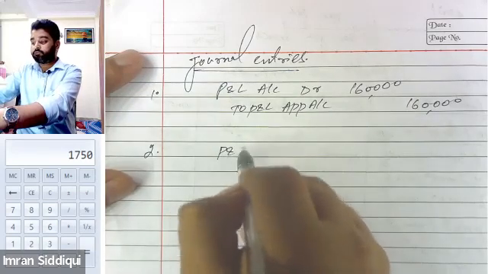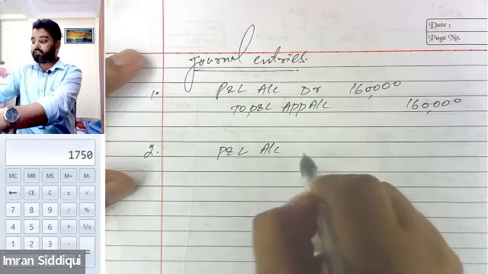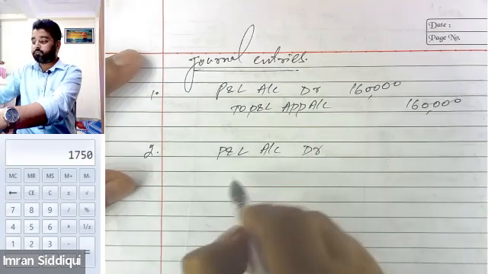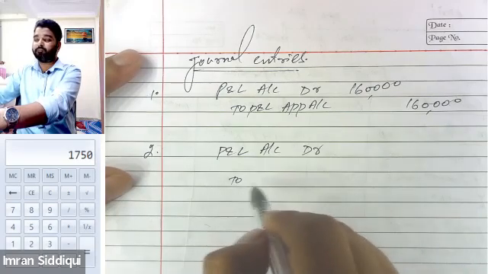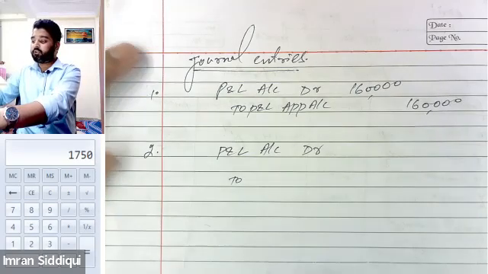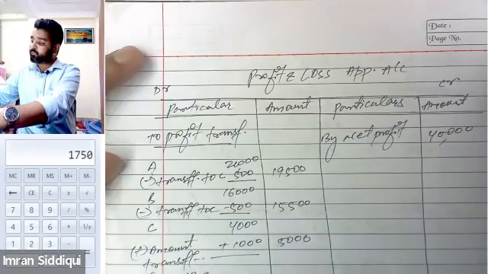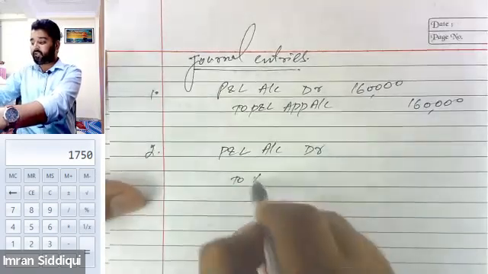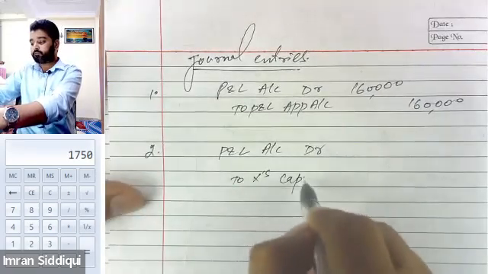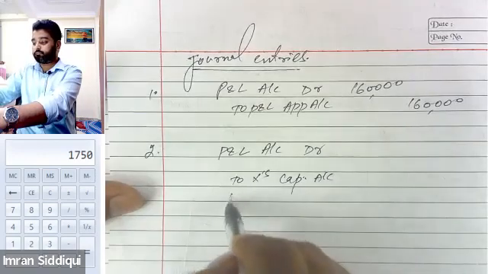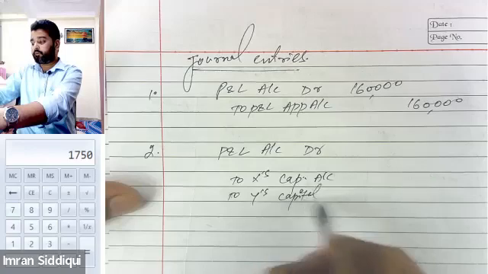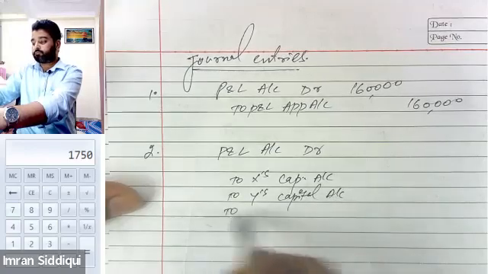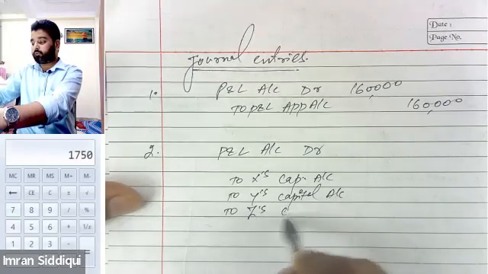P&L appropriation account is debited to interest on capital account of the partner. So we will have to name the capital account of the partner. We have given the interest to X, Y, and Z. So we will write down X capital account, to Y's capital account, to Z's capital account.